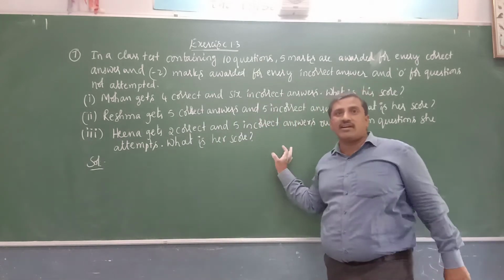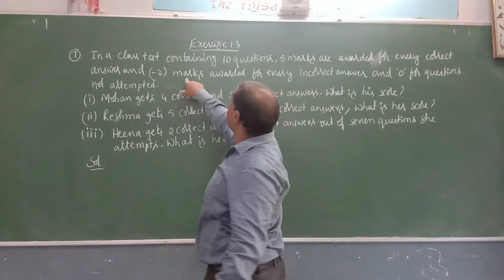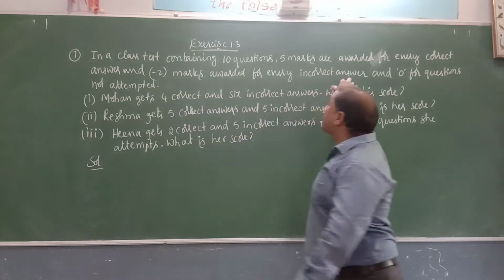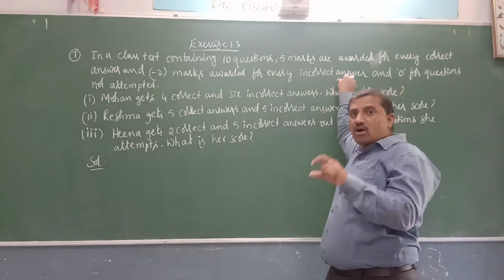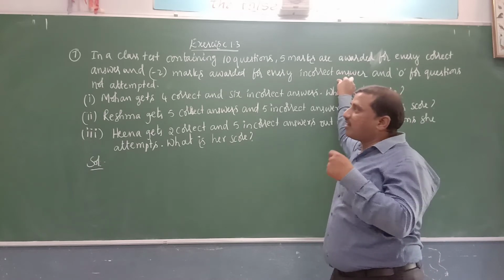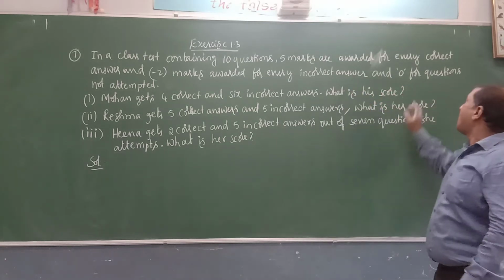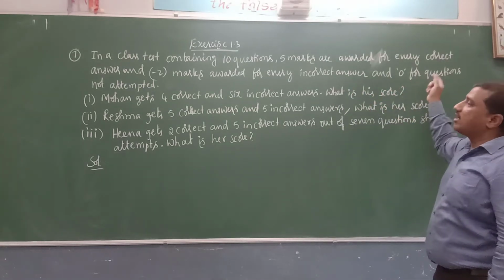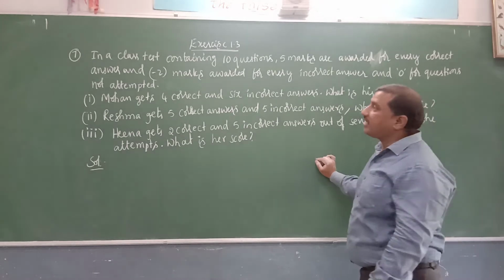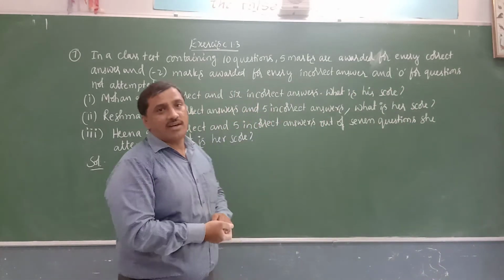How many marks are awarded for each correct answer? 5 marks. And minus 2 marks are awarded for every incorrect answer, that is, for every wrong answer. Negative marks are awarded: minus 2 marks for every incorrect answer. And 0 marks for questions that are not attempted. So 0 marks are awarded for the questions which are not attempted.